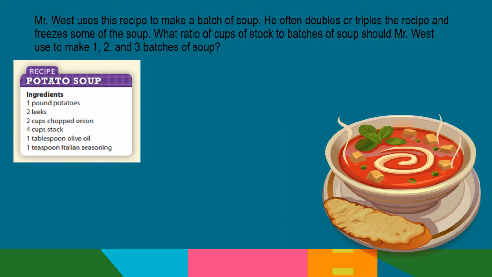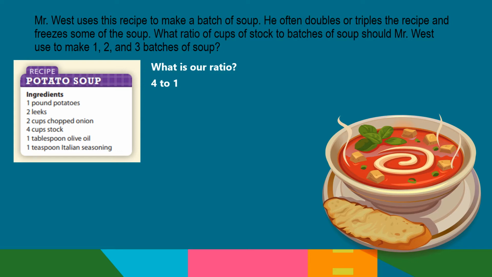Mr. West uses this recipe to make a batch of soup. He often doubles or triples the recipe and freezes some of the soup. What ratio of cups of stock to batches of soup should Mr. West use to make 1, 2, and 3 batches of soup? First thing we want to do is look at the recipe and identify how many cups of stock he needs. He needs 4. So what is our ratio? 4 to 1.